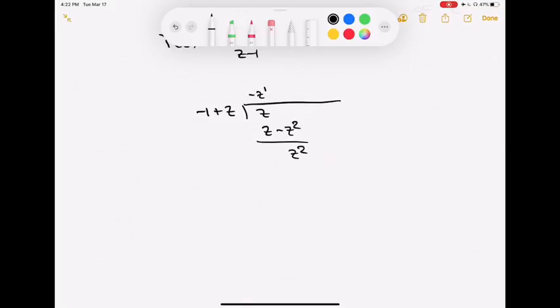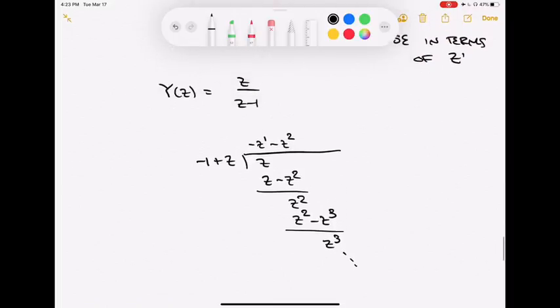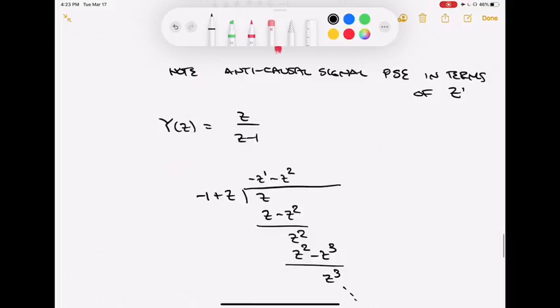How many times does minus 1 go into z squared? Well, it goes in minus z squared times. Minus z squared times minus 1 plus z is going to be z squared minus z cubed. Subtract those out, I get a z cubed. I can keep going in here, but I get the pattern at this point. My next term is minus z cubed, and then minus z to the 4th, and then minus z to the 5th, and so forth forever.